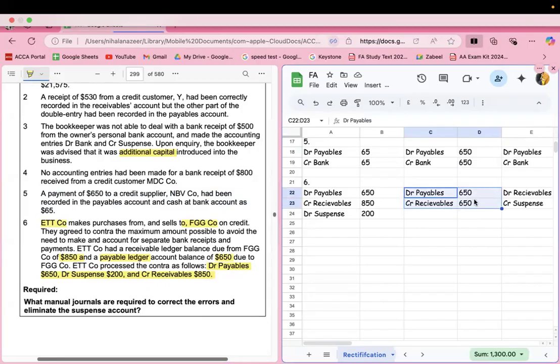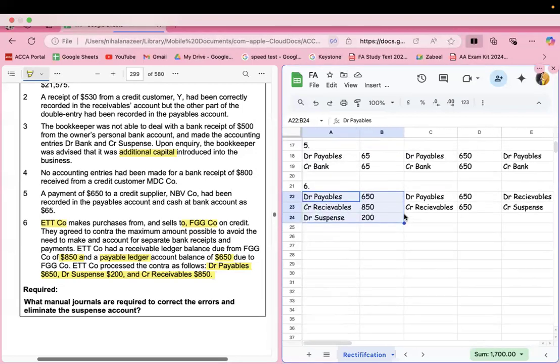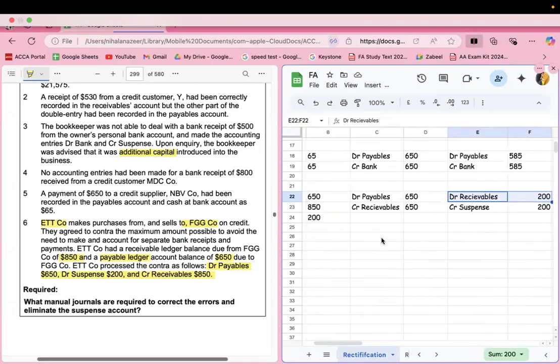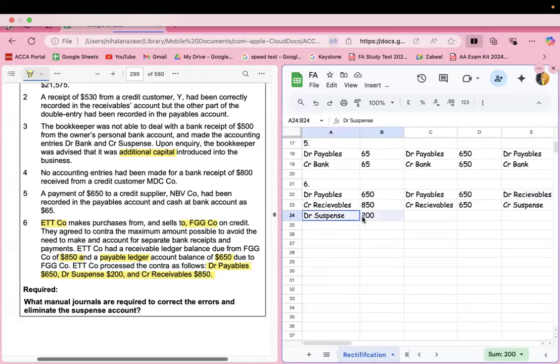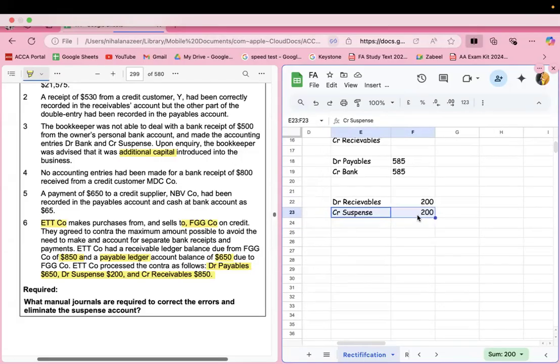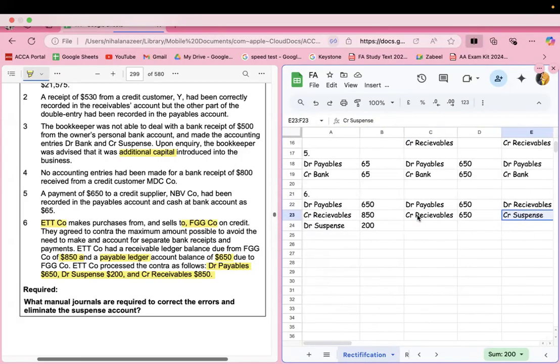Understood? What did they record? You're going to take the wrong entry as it is, here, like this. Clear? So receivables was unnecessarily increased by 200, right? That is on the credit side. Decrease by 200 unnecessarily, you're going to debit it and reverse it. Clear? And suspense was unnecessarily debited, you're going to credit and cancel it. Clear, no? I'll repeat it again.